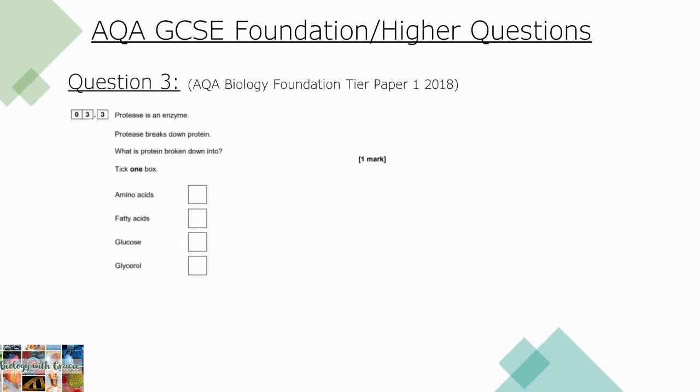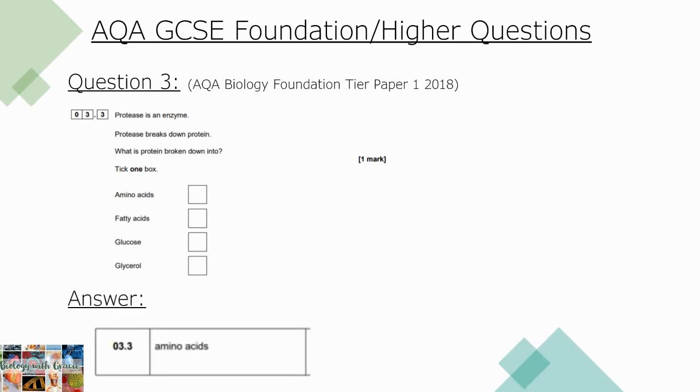So question 3, this question actually comes from the AQA Biology Foundation Tier Paper 1 from 2018. So the question is, protease is an enzyme. Protease breaks down protein. What is a protein broken down into? And then we have some options: amino acids, fatty acids, glucose, or glycerol. And from the information we know that proteins are in fact broken down into amino acids, as they are long chains of amino acids linked together. So therefore our answer is amino acids.